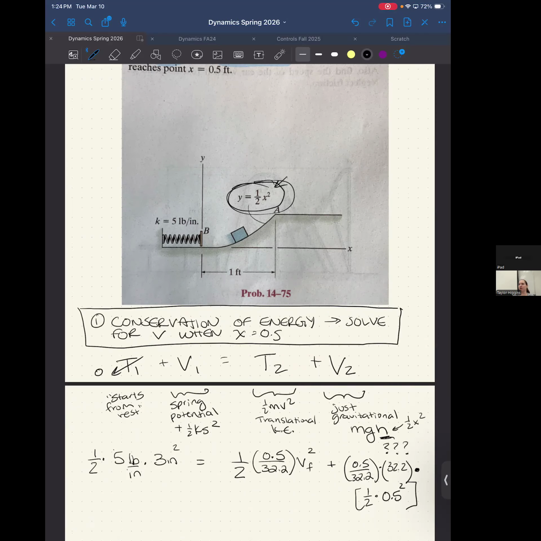Can't wrap your mind around what part? The last year. Okay, from the previous problem? No. Oh, this one. Okay, yep. The 0.5 over 32.2? Yeah.